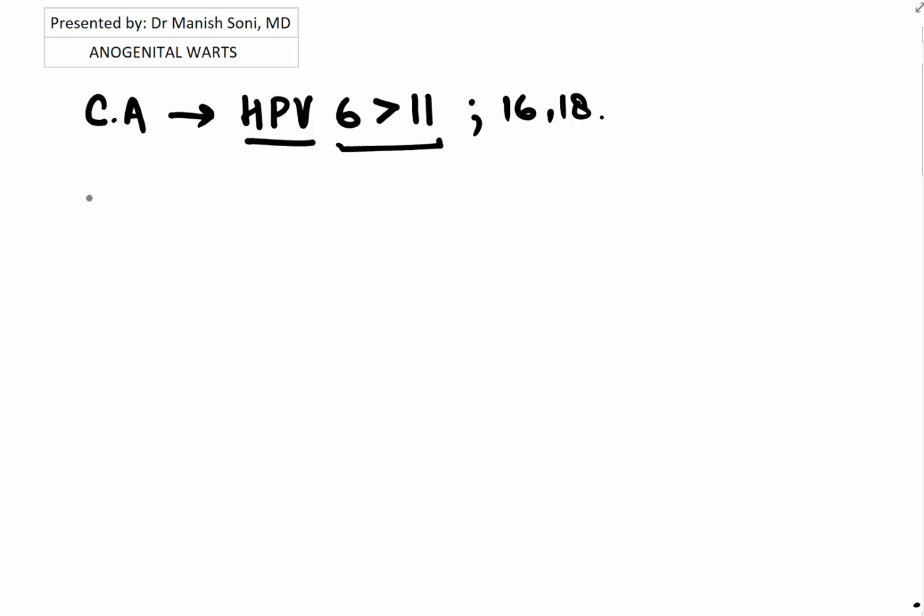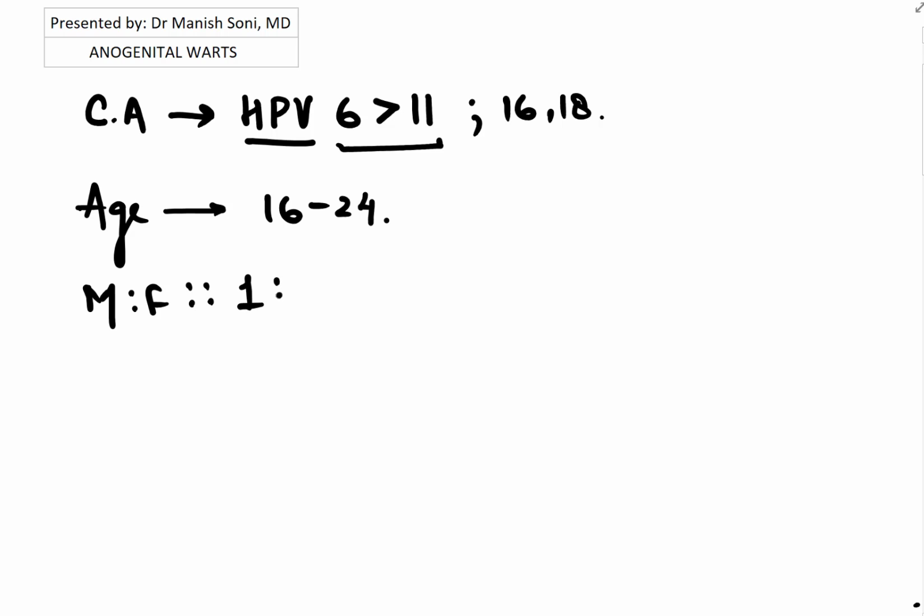Now this anogenital wart is commonly seen in the age group of 16 to 24. So you can see young males and females are commonly involved, and if you see the sex predisposition, the incidence is more in males in comparison to females, in the ratio of 1:0.7.